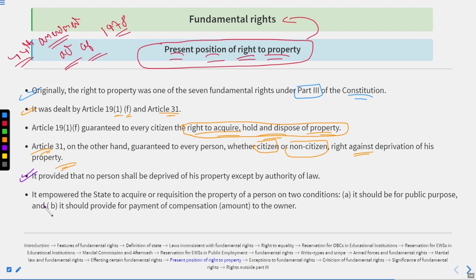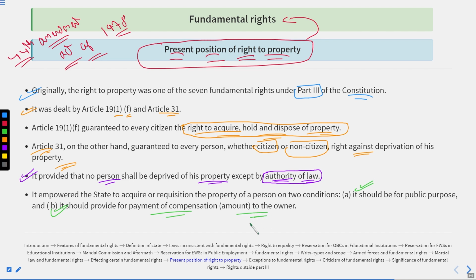It provided that no person shall be deprived of his property except by the authority of law. Unless the government or the Parliament passes a law to acquire the property for the necessity of the condition, the property could not be deprived. It empowered the state to acquire or requisition the property of a person on two conditions. First, it should be for public purpose only, like when the government wants to make a pond, a park, or a highway. Second, it should provide for payment of a compensation amount to the owner.